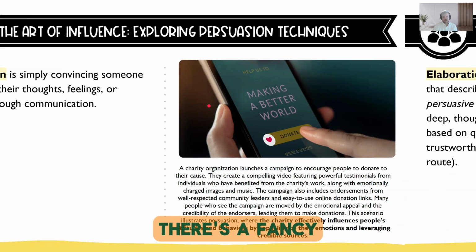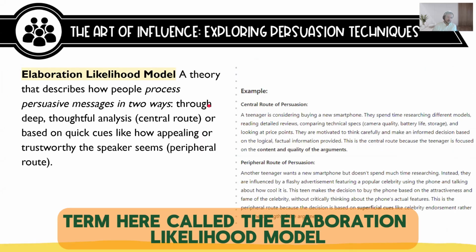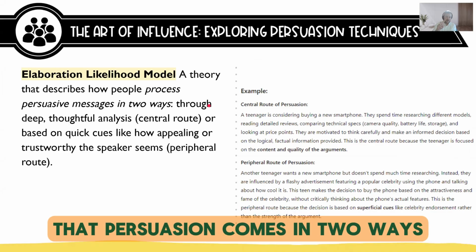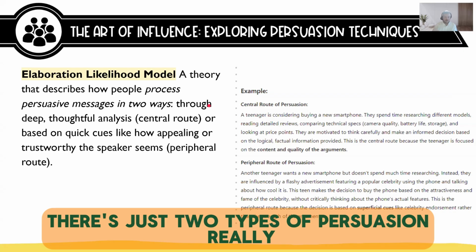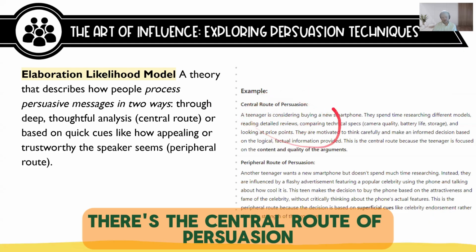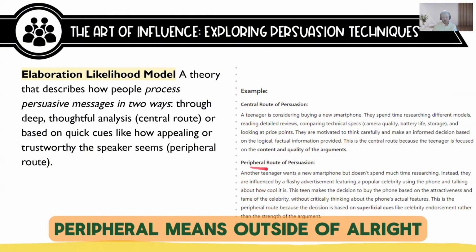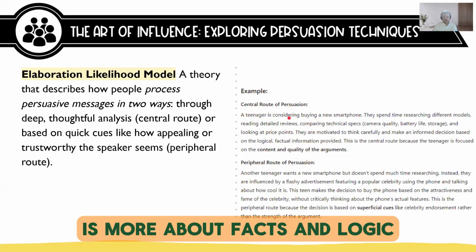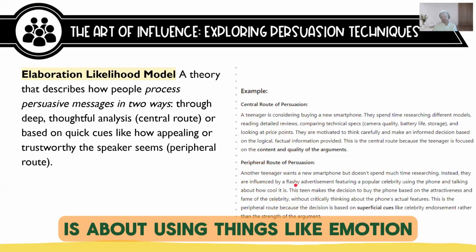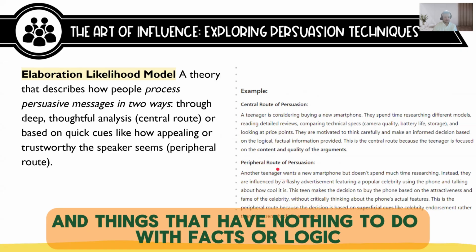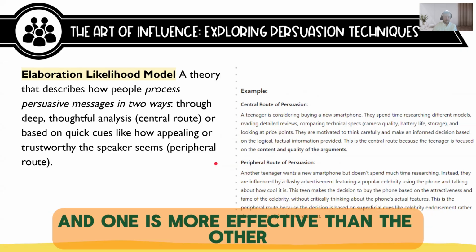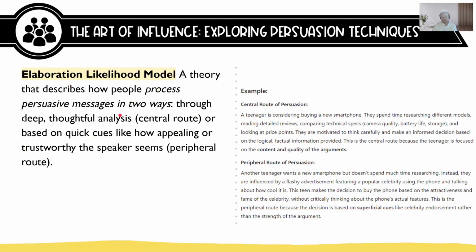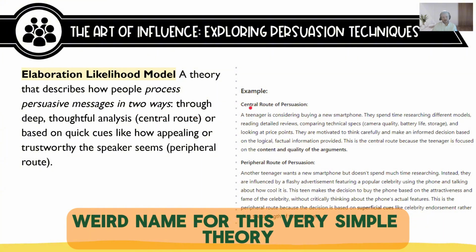Persuasion. So there's a fancy term here called the elaboration likelihood model, and it just explains something very simple, that persuasion comes in two ways. There's just two types of persuasion, really. There's the central route of persuasion and the peripheral route of persuasion. Peripheral means outside of. All right, so the central route of persuasion is more about facts and logic, and the peripheral route of persuasion is about using things like emotion and things that have nothing to do with facts or logic. And one is more effective than the other. So this is the elaboration likelihood model. It's a weird name for this very simple theory that there's two types of persuasion.